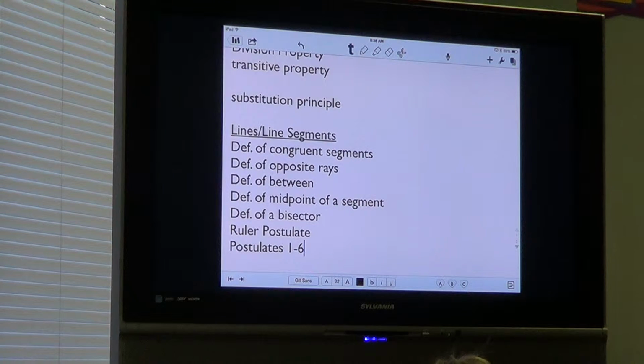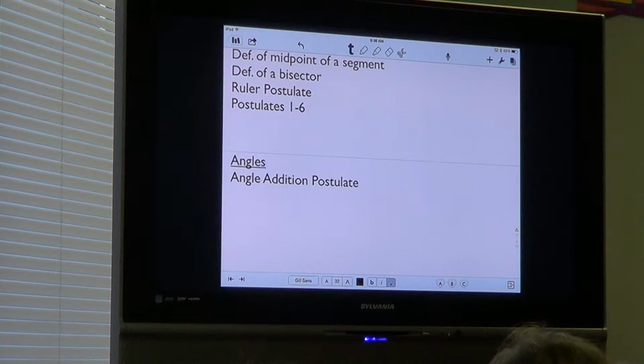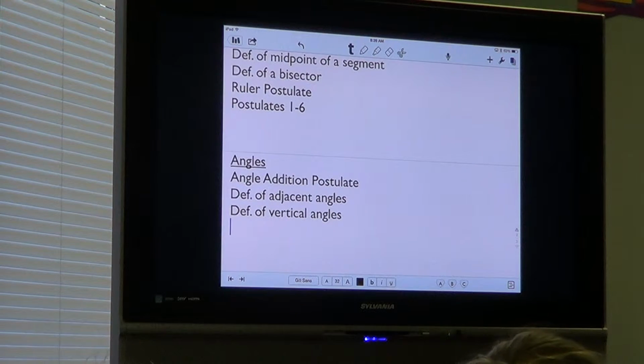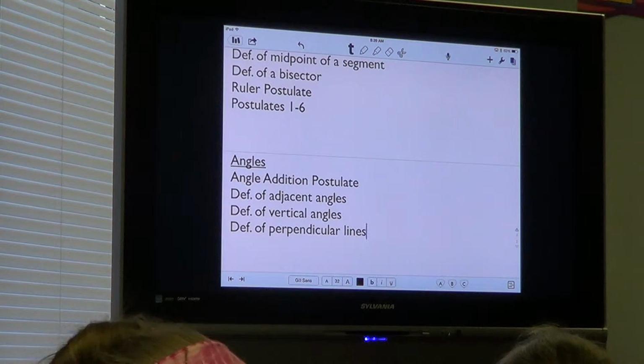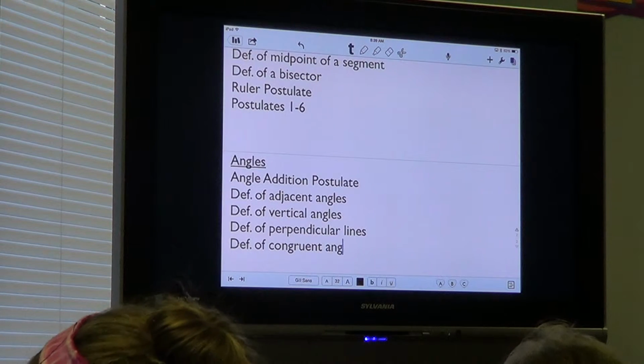All right. Then angles. We already put yesterday the angle addition postulate. What else do we have pertaining to angles? Yes? Definition of adjacent angles. Okay. Aaron? Definition of vertical angles, I think. Okay. Definition of perpendicular angles. Definition of perpendicular lines, right? Definition of congruent angles. Good?